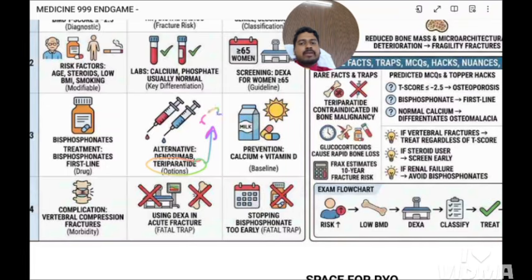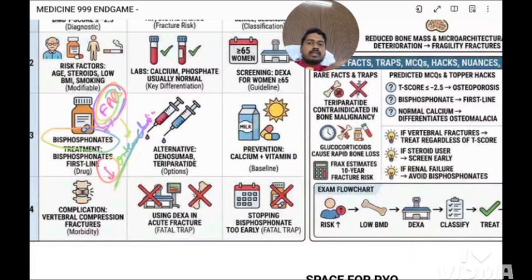Teriparatide is basically recombinant parathyroid hormone, but in contrast to the action of PTH, which is bone resorption, this recombinant PTH sits on osteoblast and increases bone formation. That is the mechanism of action of teriparatide. Bisphosphonates actually inhibit an enzyme known as farnesyl pyrophosphate synthase. These prevent osteoclastic activity, which means bone resorption activity is decreased. So that's why bisphosphonates are the first line of choice, and along with this we give calcium and vitamin D also.